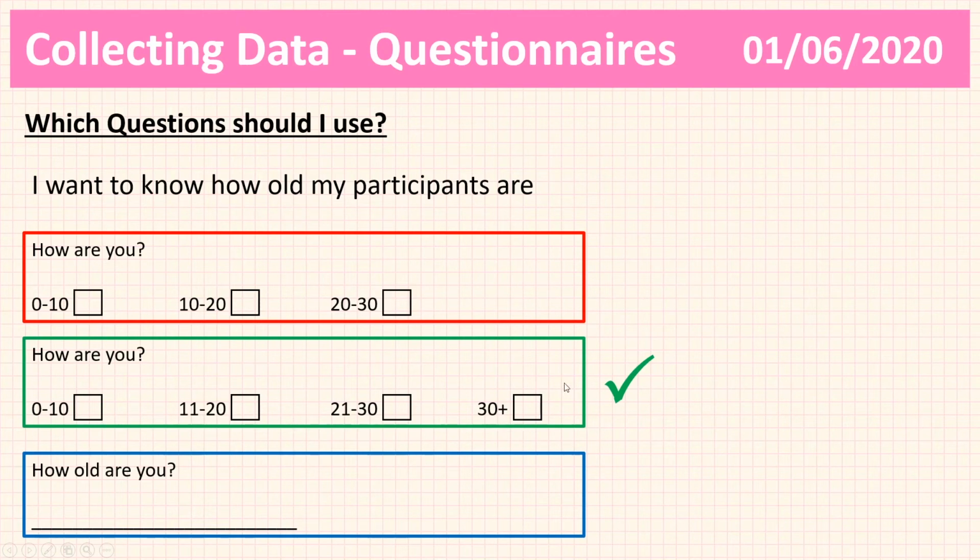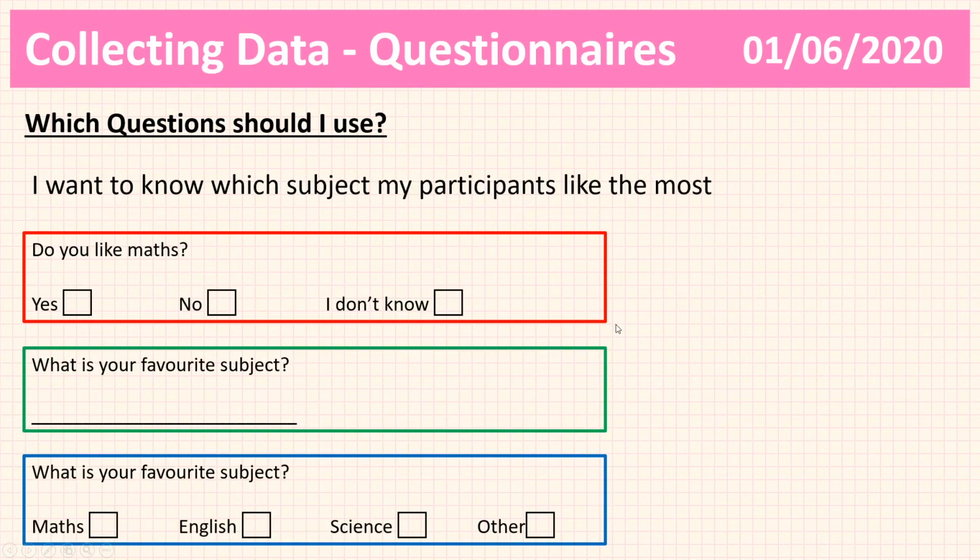So if you look at the green question, if you're 10, there's only one answer you can select. If you're 21, there's only one answer you can select. If you're not 30, there's an answer for you there. Whereas in the red one, it only goes up to 30. What if you're 33? You wouldn't be able to answer this question because there's no option for you. So we need to ensure that we always have an option for everyone and that there are no overlaps in our multiple choice options.